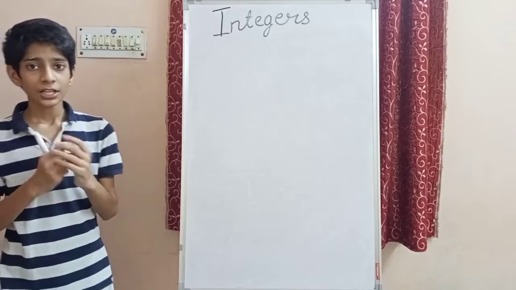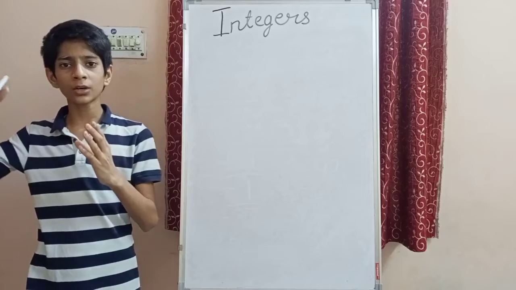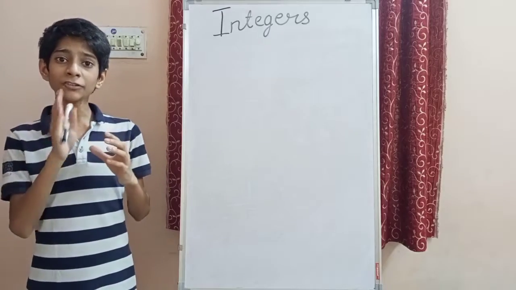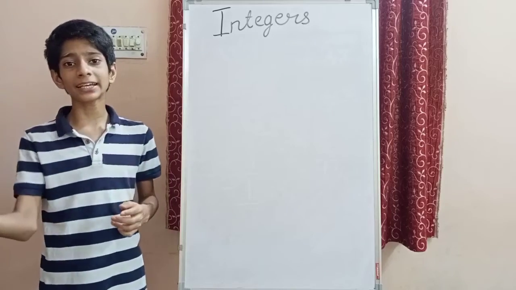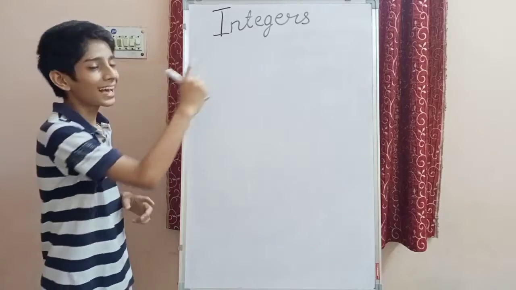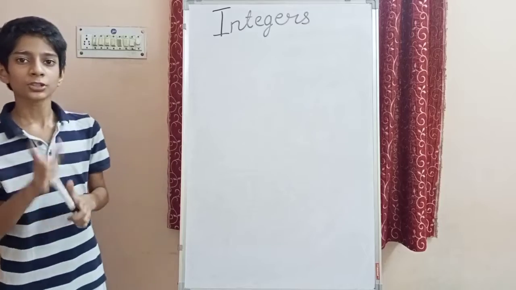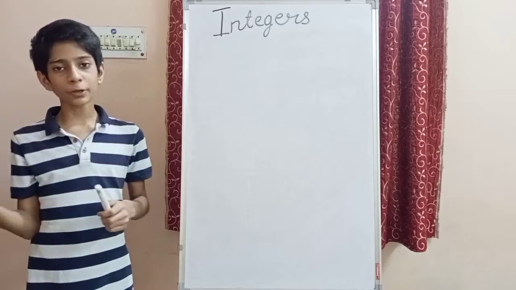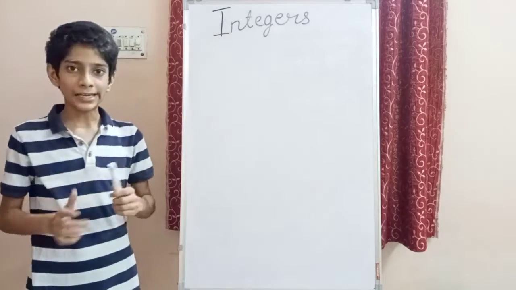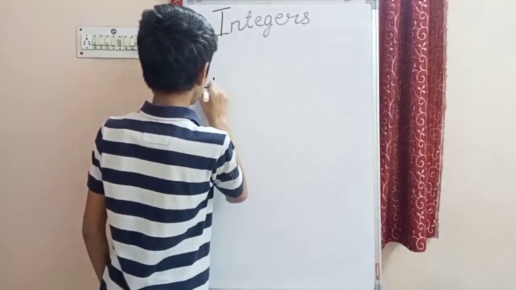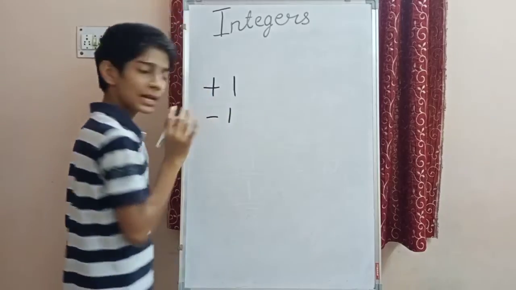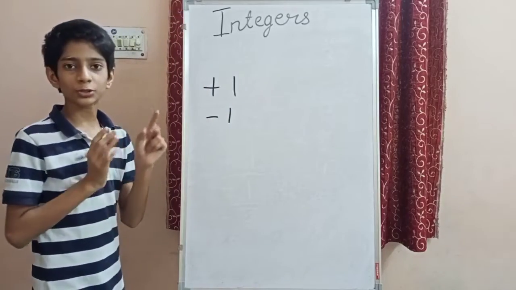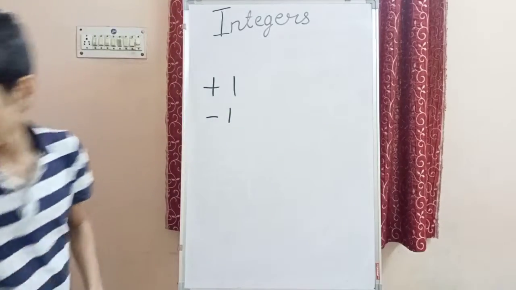What are integers? Till now we have studied only the positive numbers. Now we study the negative numbers also. So the positive numbers and the negative numbers together are called integers. Like plus 1 is an integer and minus 1 is also an integer. So now you understood what an integer is.